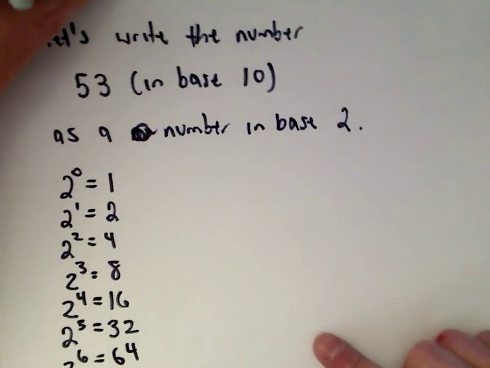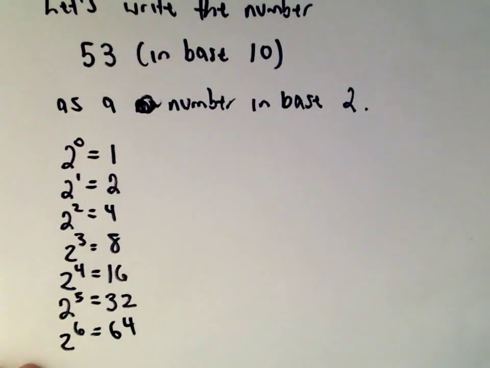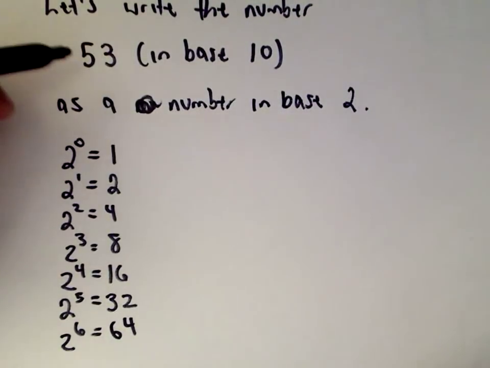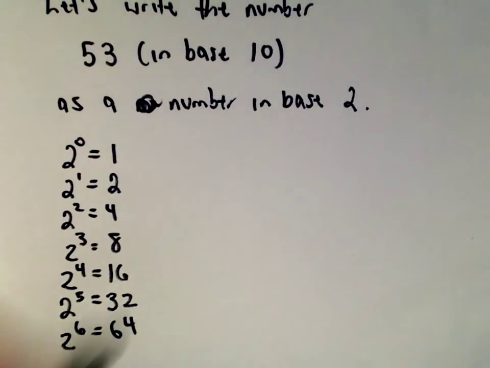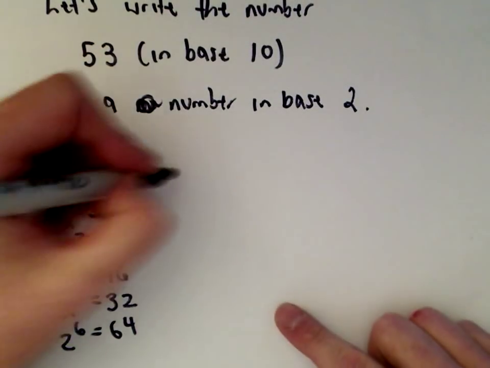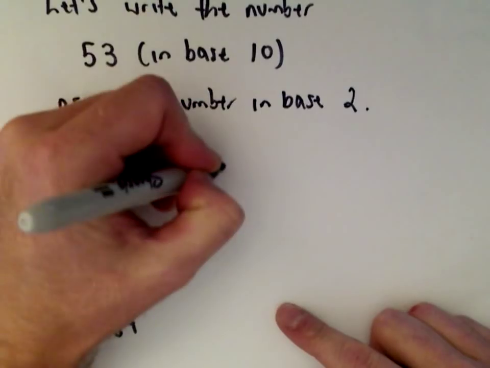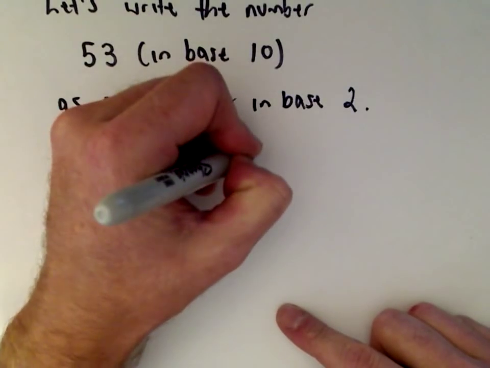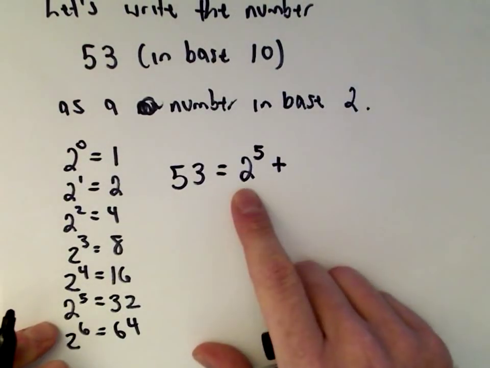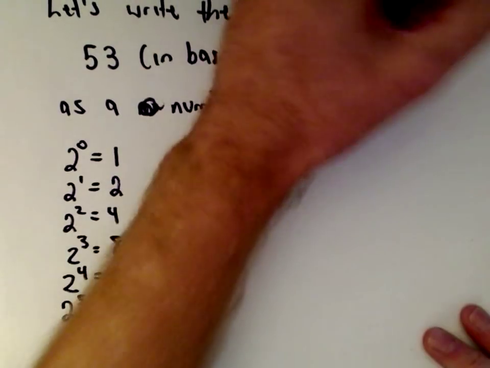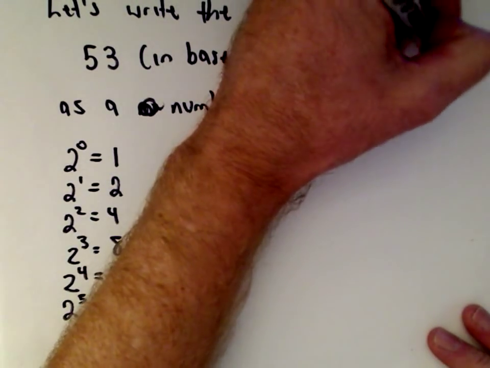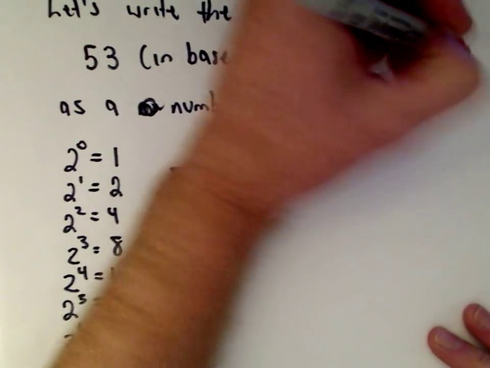So let me give myself a little more room here. Okay, so the largest power of 2 that would go into 53 would be 2 to the fifth power. So we've got 53. We can write that as 2 to the fifth power, which we said is 32. So let's see, 53 minus 32. That's going to leave us with 21.